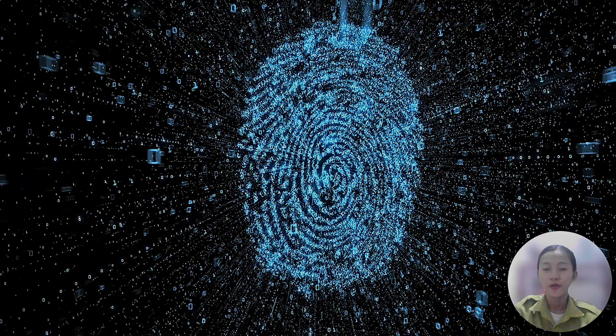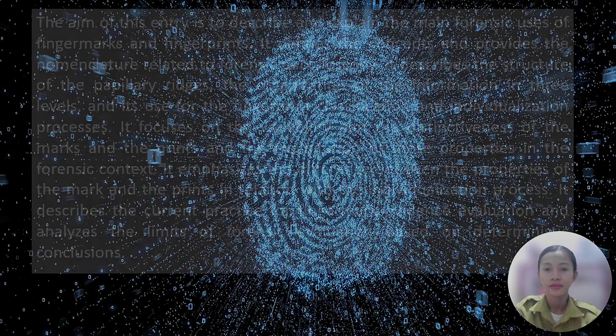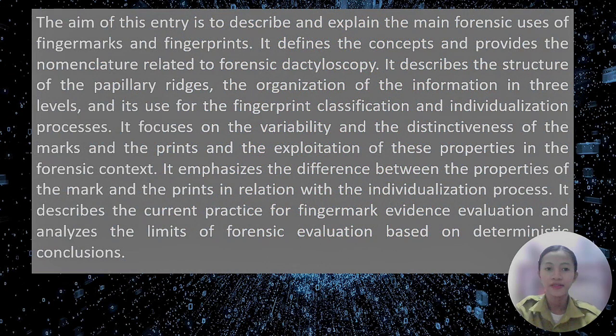Good day, everyone. This is Forensic 2, fingerprinting, also known as dactyloscopy. The aim of this entry is to describe and explain the main forensic uses of finger marks and fingerprints. It defines the concept and provides the nomenclature related to forensic dactyloscopy.